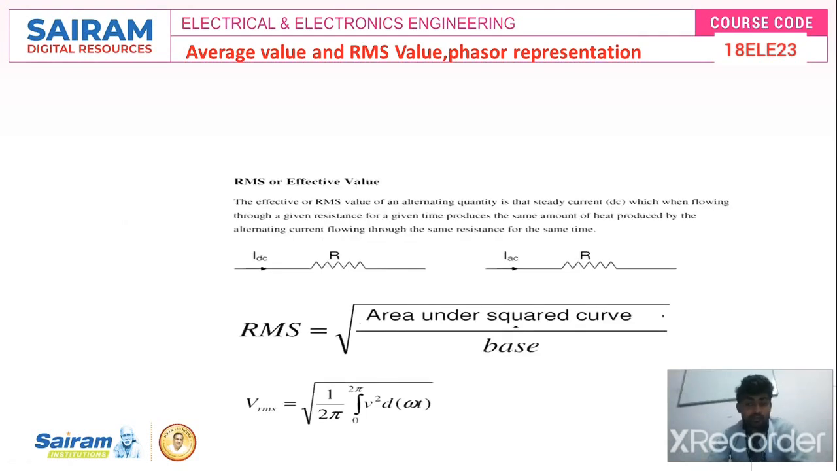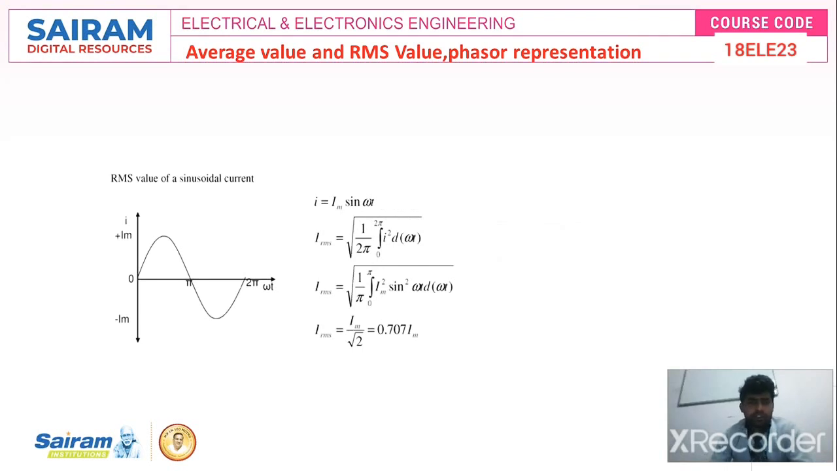So area under the squared wave in the sense 0 to 2 pi we can take, or 1 by 2 pi is the base, and V square d omega t, because squared wave, right? You can take area under the squared wave as 1 by pi, 0 to pi also, because if you take average value over the full cycle you'll get 0. So you can use 1 by 2 pi, 0 to 2 pi, V square d omega t also, and 1 by pi also possible. Okay, and RMS value of sinusoidal current I have taken. You can do by using voltage also.